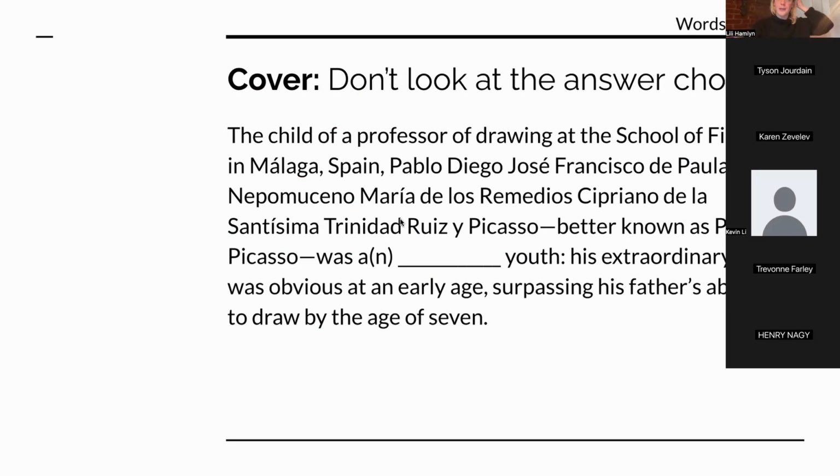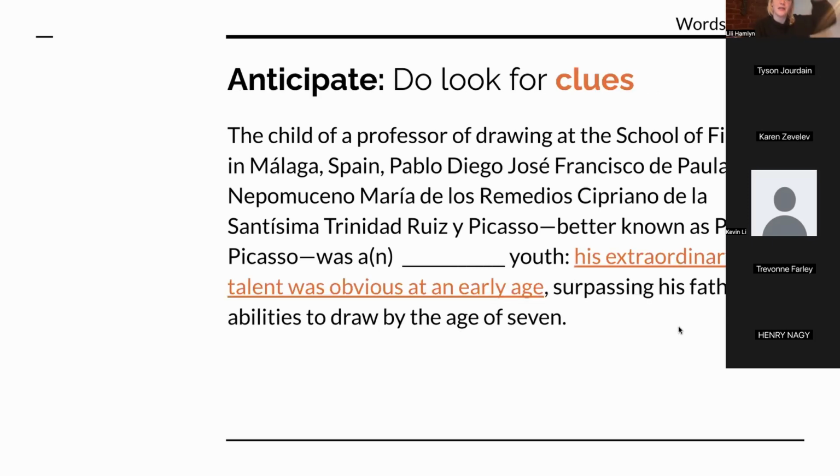I'm not going to try and say Picasso's whole name because it's really long. But we have the child of a professor of drawing at the School of Fine Arts in Malaga, Spain. Pablo Picasso was a something youth. His extraordinary talent was obvious at an early age, surpassing his father's abilities to draw by the age of 7.